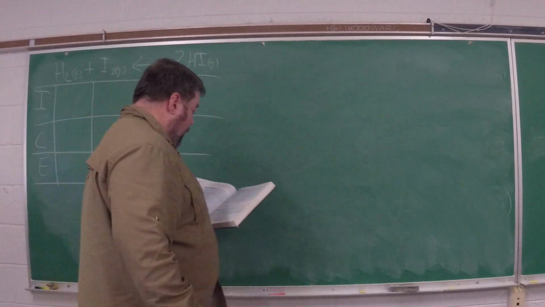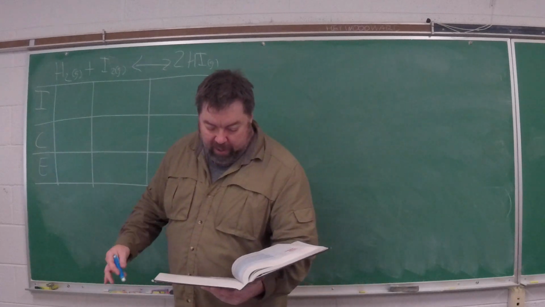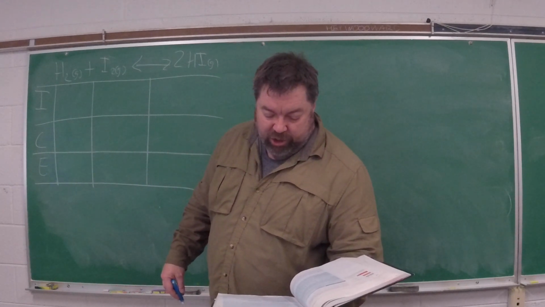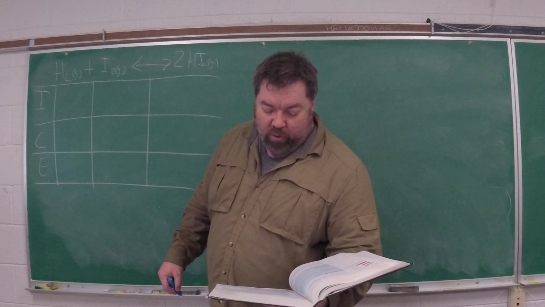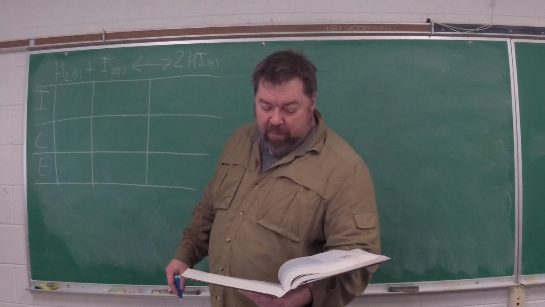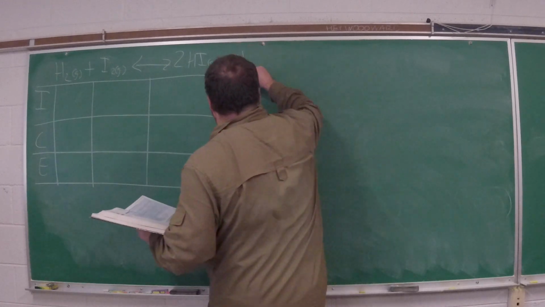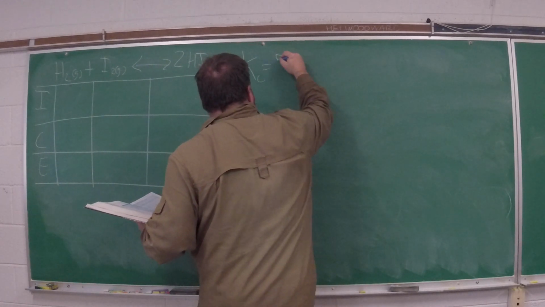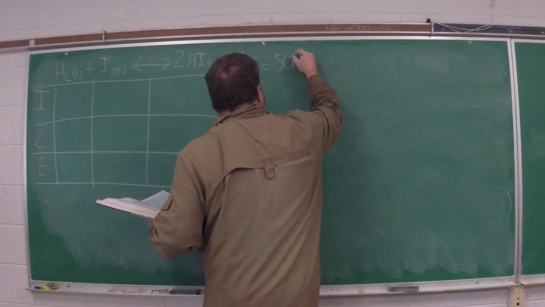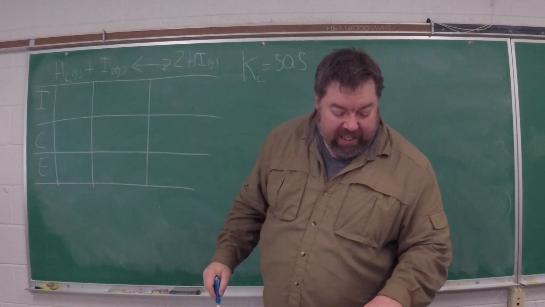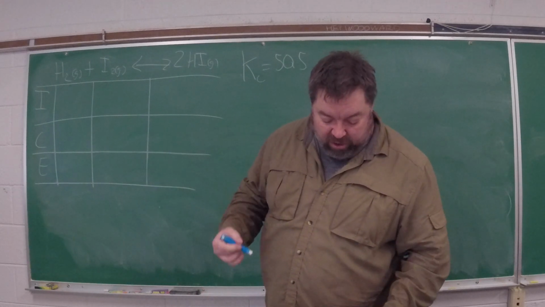There we go. All right, so this problem tells us a 1 liter flask is filled with 1 mole of H2 and 2 moles of I2 at 448 degrees Celsius. The value of equilibrium constant Kc for the reaction is 50.5. All right, so it gives us moles, but it says it's 1 liter, so the moles is basically the molarity.